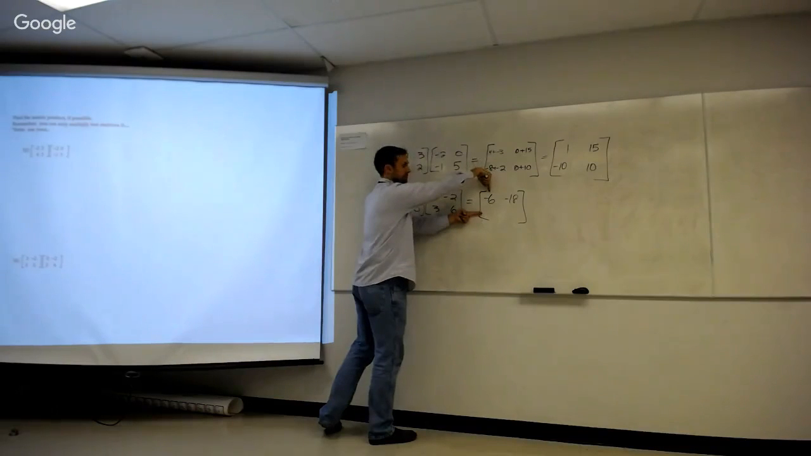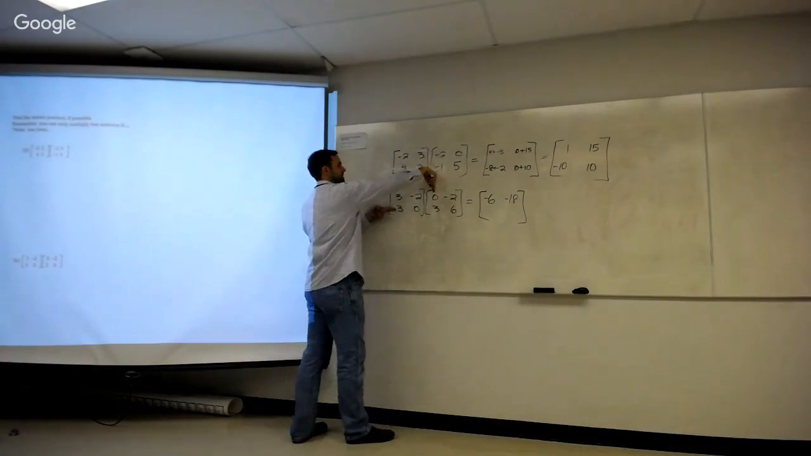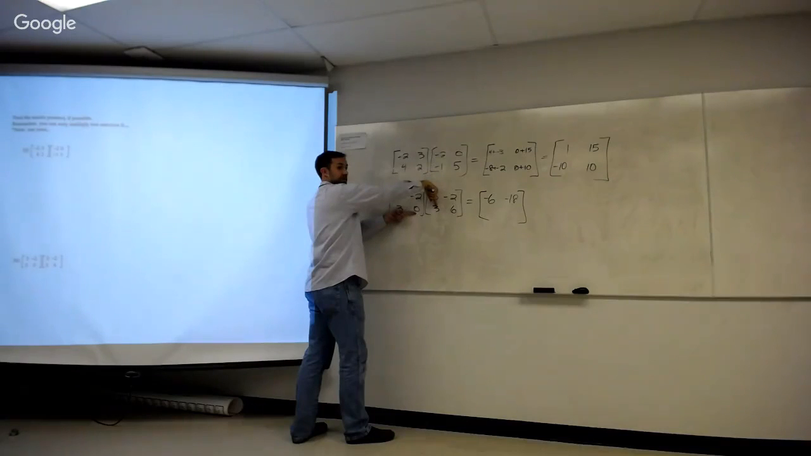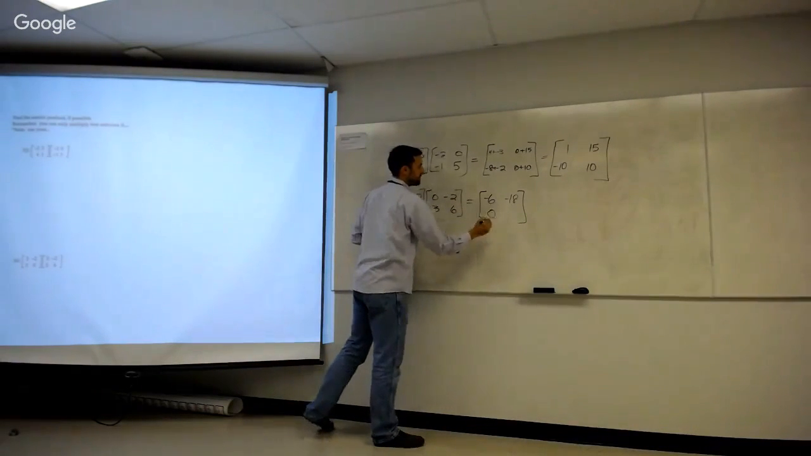This entry is second row, first column. So second row, first column, 3 times 0 plus 0 times 3. 0 plus 0 is 0.